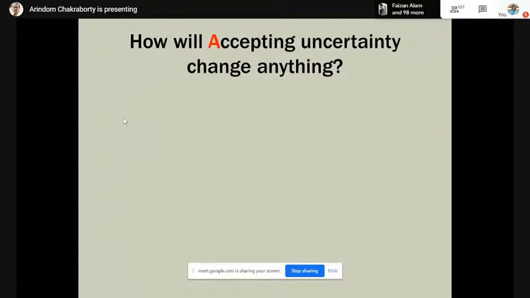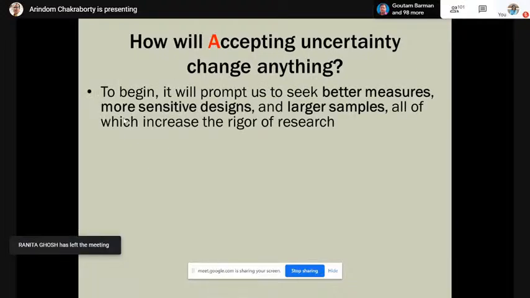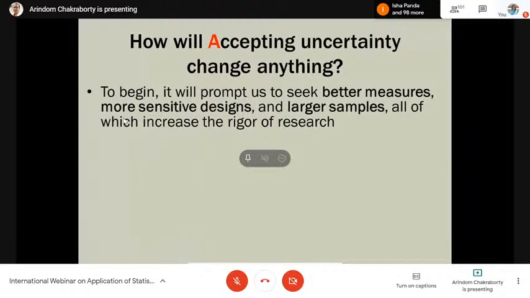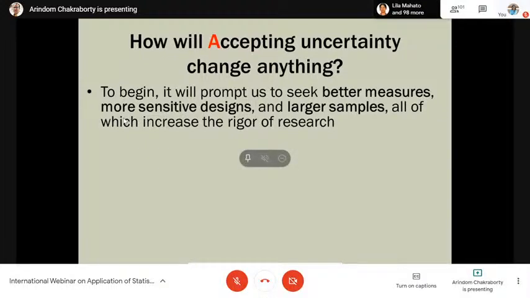Now you may ask, if I accept the uncertainty, how will accepting uncertainty change anything at all? To begin, it will prompt us to seek better measures, more sensitive designs, and larger samples, all of which increase the rigor of research. You all will agree with me that if you have smaller samples, it is very difficult to make any statement regarding the parameters or the scientific question you are asking. But if you can get more and more samples, then probably we can have a better overview of the problem.